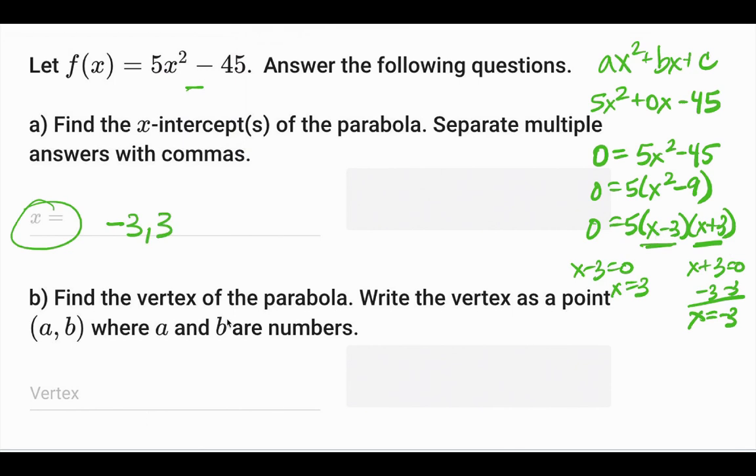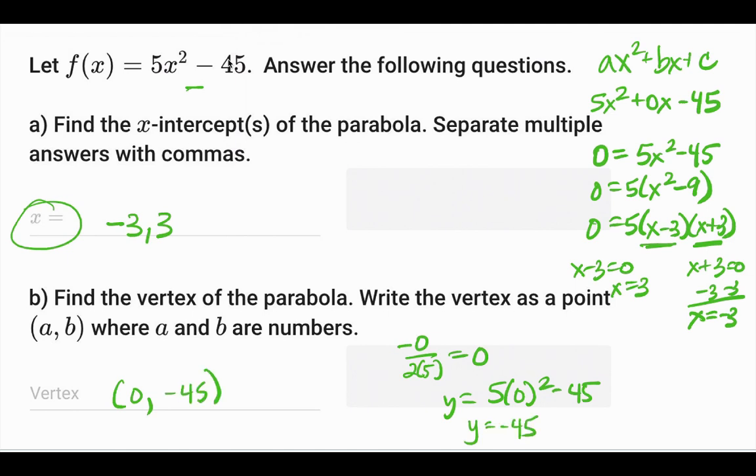Now we want to find the vertex of the parabola. Well, the vertex of the parabola, again, it's in standard form, so I'm going to do negative b, which is 0, over 2 times 5. Well, that's just 0. So my vertex point is 0. And when I put in 0 for x, then I get 5 times 0 squared minus 45. And that gives me negative 45 is my y value.